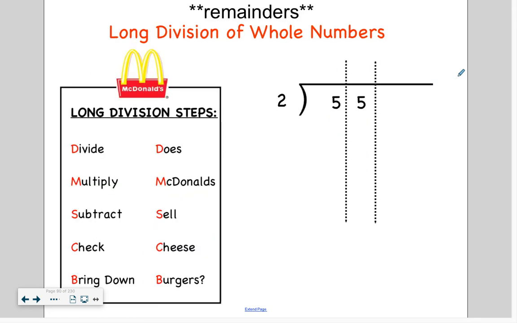We'll try a couple more. We're going to follow our same steps as before. Does McDonald's sell cheeseburgers? Divide, multiply, subtract, check, bring down. 2 goes into 5 2 times. 2 times 2 is 4. 5 minus 4 is 1. Check, 1 is less than 2. Bring down the 5. Start again. 2 goes into 15 7 times. 7 times 2 is 14. 15 minus 14 is 1. We don't have any other numbers to bring down, so we write it 27, remainder 1.